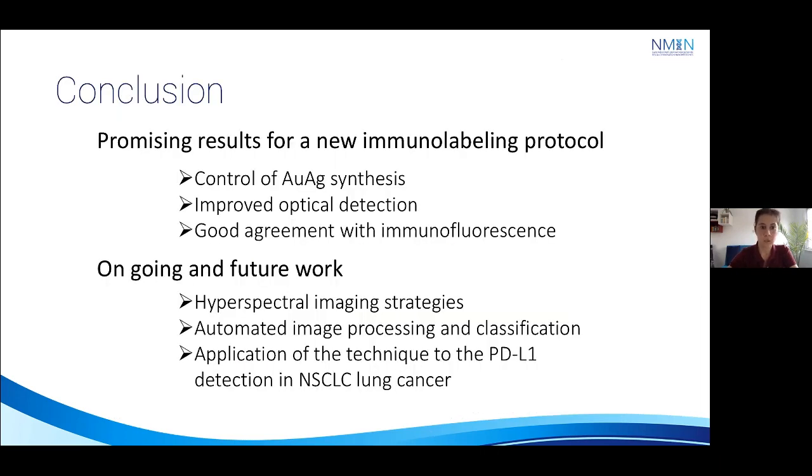As a conclusion, I'd like to say that we have promising results for a new immunolabeling protocol. We have a very good control of the alloy nanoparticle synthesis, improved optical detection, and a good agreement with the immunofluorescence technique. We are now working on hyperspectral imaging strategies to increase the number of markers that we can detect. Also, we are working on automated image processing and classification, digital pathology, and the application of the technique to the PD-L1 detection in lung cancer.